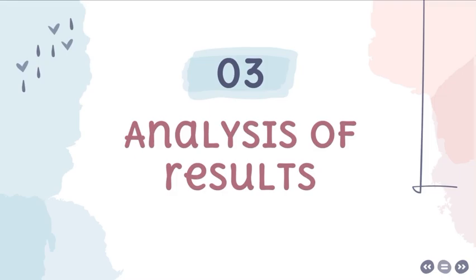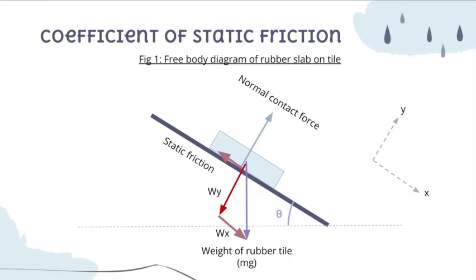Now, I will be covering the analysis of results. This is the free body diagram of the rubber slab on the inclined plane. We define the x-axis as parallel to the plane of the tile, where the y-axis is perpendicularly upward from the plane. There is a normal contact force acting on the rubber slab perpendicularly to the surface as well as weight that acts directly downwards, which can be resolved into the x and y components. Static friction acts along the plane, opposite to the tendency of motion.